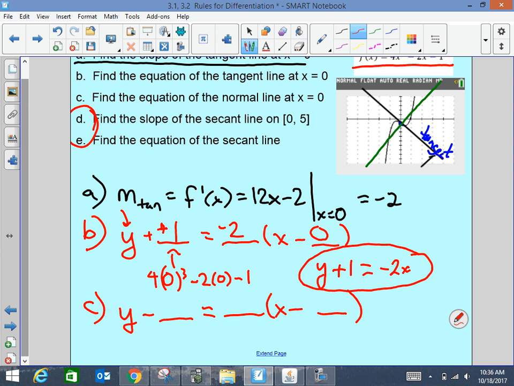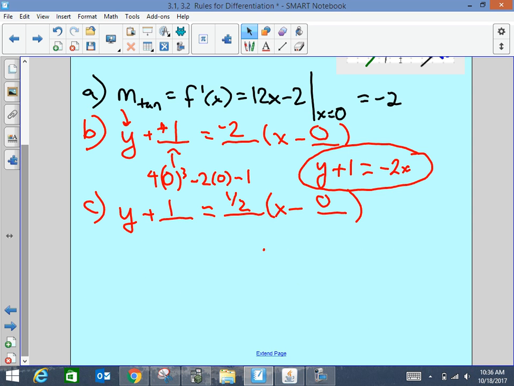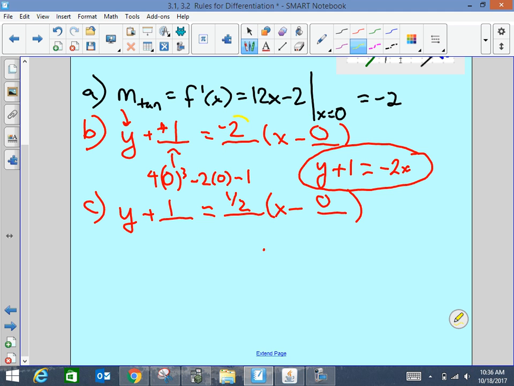All right. From left to right. Now let me fill in my blanks on my normal line. y plus 1 equals 1/2 x minus 0. Okay? So all she did was switch the slope from -2 to 1/2. Okay? Good work. All right. Anybody getting left in the dust here?